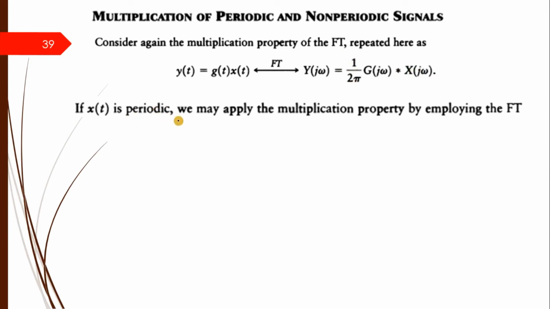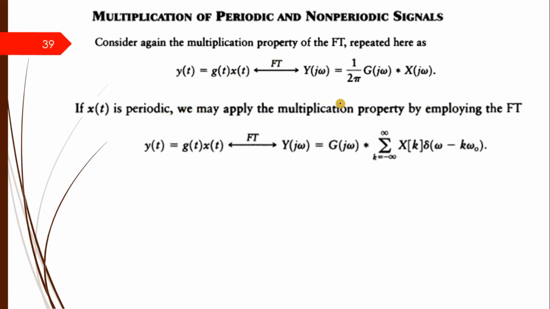If x of t is periodic, we may apply the multiplication property by employing the FT. If it was non-periodic, this would suffice, because for a non-periodic signal you need to apply the FT itself. But for x of t periodic, we should apply the FT only after relating FT to FS. So this is the place where we do this process, relating FT to FS.